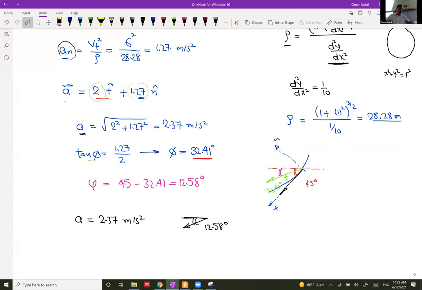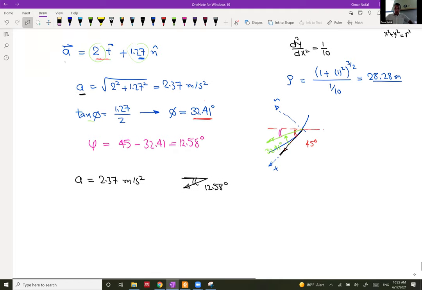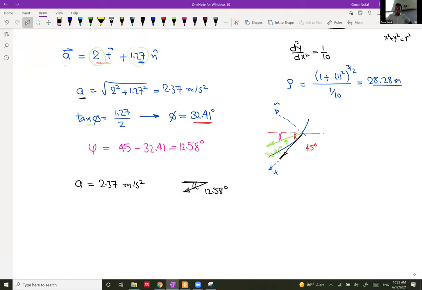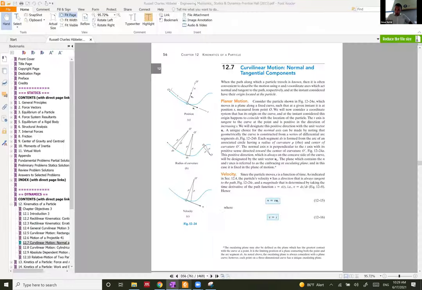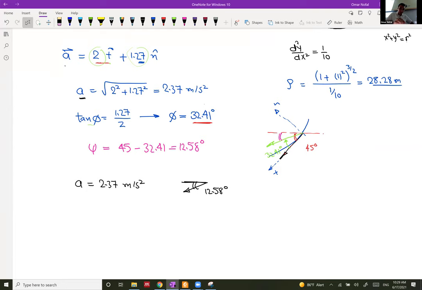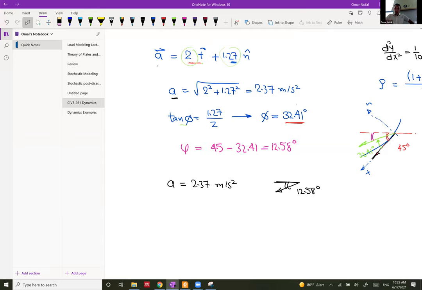So let's solve another problem here. Does anybody have any question on this problem or any issues or anything that needs to be more clarified?